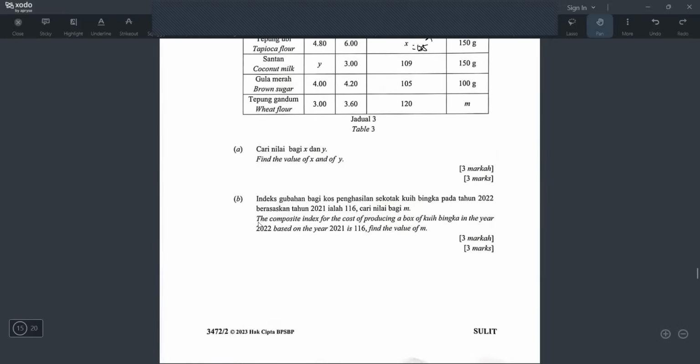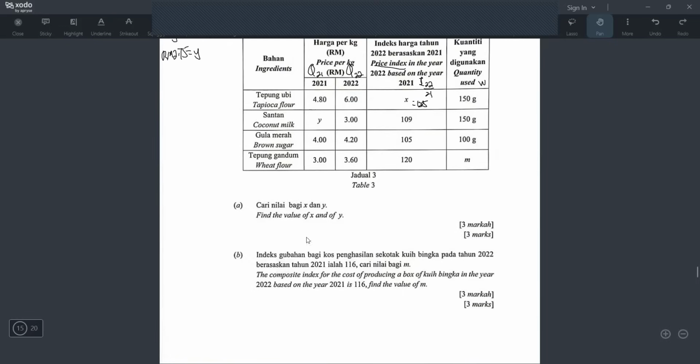Let's go to do B now. B says the composite index for the cost of producing box of kueh bingka in the year 2022 based on 2021 is 116. So the average composite index means average for 2022 based on 2021, which is a match with this. The average here is 116. Find the value of M.